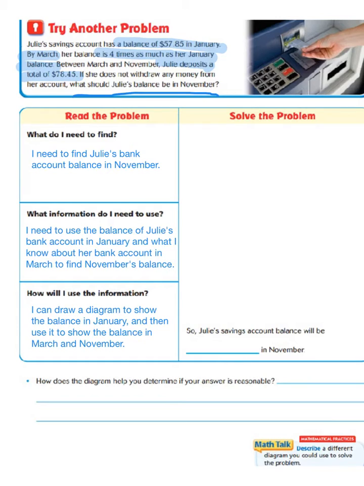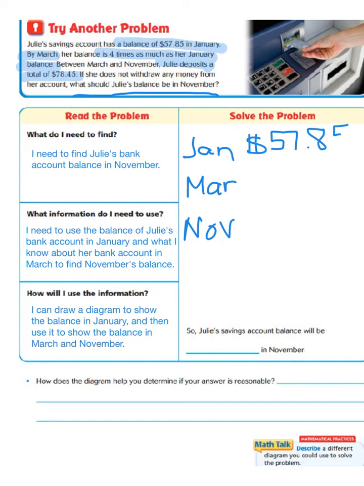The first thing that we need to do is label the 3 pieces of information that we know. We know January, March, and November. So let's go ahead and make a label for each of those: January, March, and I'm just going to abbreviate, November. Now the one thing that we do know is that in January she had a balance of $57.85. So by January you can either draw a box or a blank and record $57.85.